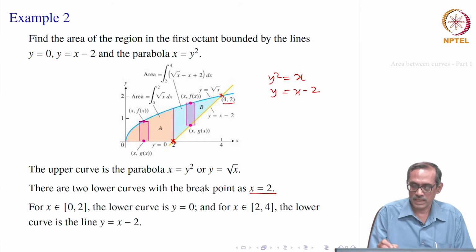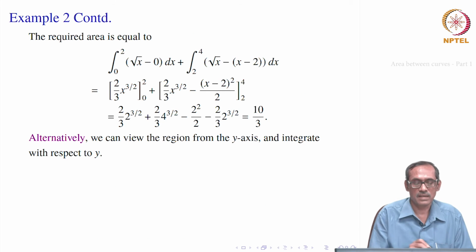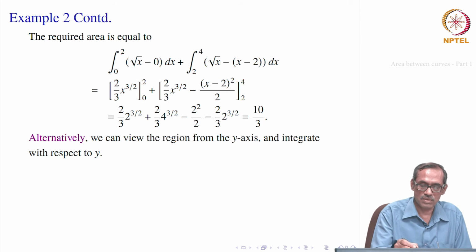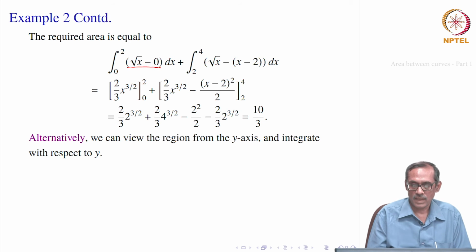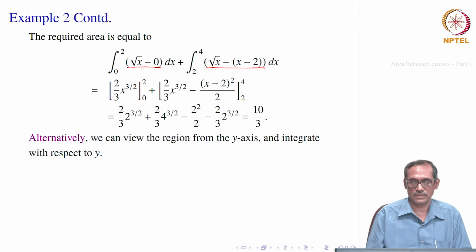Okay. And on the other interval, when x varies from 2 to 4, the lower curve is the line y equal to x minus 2, that yellow one, and the upper one is again y equal to root x, fine. So, divide the region and then the required area will be equal to the sum of two integrals. From 0 to 2, root x is lying on the upper part of the x axis, which is y equal to 0, so that will correspond to the integral of square root of x minus 0, and from 2 to 4 it will correspond to the integral of root x minus 2.